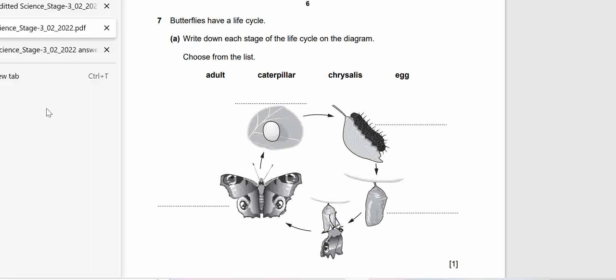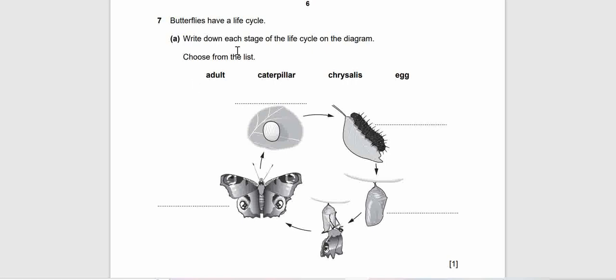Butterflies have a life cycle. So write down each stage of the life cycle on the diagram. Choose from the list: adult, caterpillar, chrysalis, egg. So 1, 2, 3, 4 slots. We have 10 seconds. 10, 9, 8, 7, 6, 5, 4, 3.